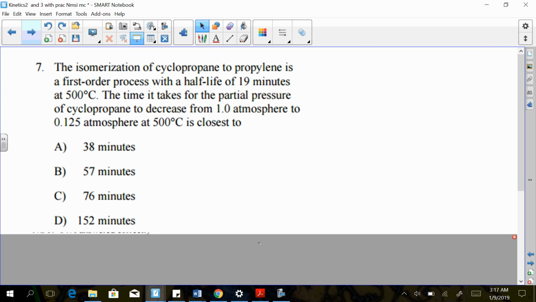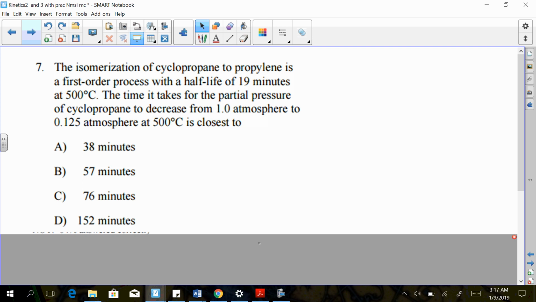Okay. Just a couple of practice problems. Let's see. Here we go. The isomerization of cyclopropane to propylene is a first-order process with a half-life of 19 minutes. The time it takes for the partial pressure to decrease from 1 to 0.025 atmospheres is closest to.